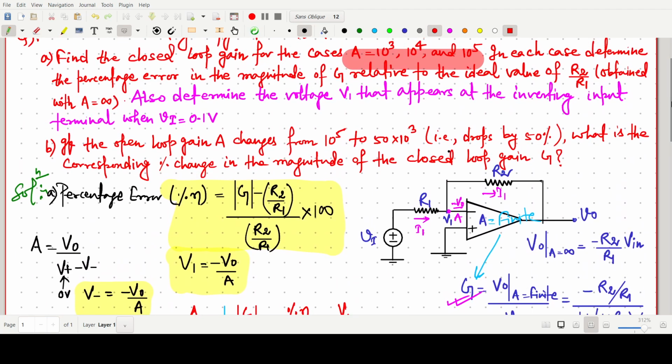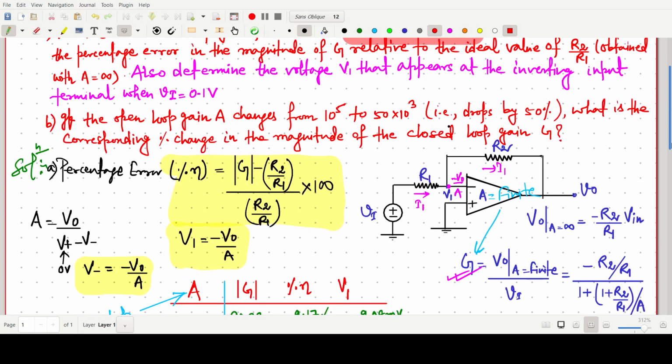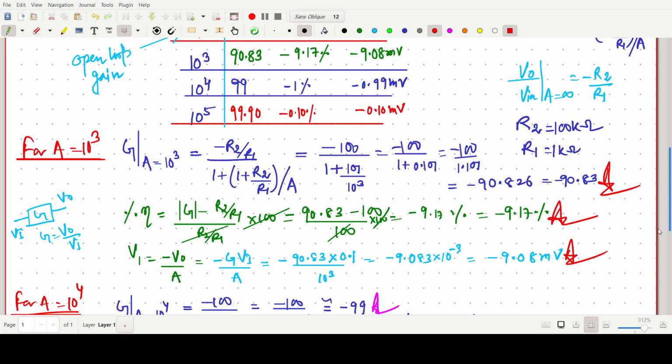In part A they asked what is the percentage error in magnitude of G relative to the ideal value. So percentage error is G minus R2 by R1, divided by R2 by R1, into 100. They are also asking for V1, that is V minus V naught by A for Vi equal to 0.1. We have already calculated this. Now the second portion: the open loop gain A changes from 10 to the power 5 to 50 into 10 to the power 3.